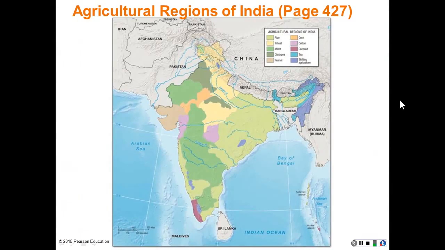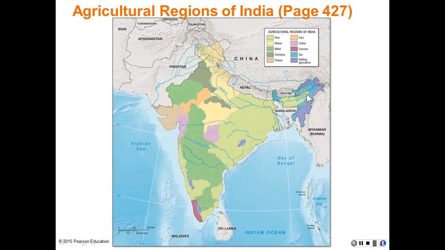All right, this lecture is Chapter 9, Lecture number 3, and we'll begin by talking about agriculture and agricultural regions in India. Then we'll talk about industry in India, and then urban India. This map of agricultural regions of India from page 427 of your text shows the variety of agriculture that is predominant in regions throughout India.